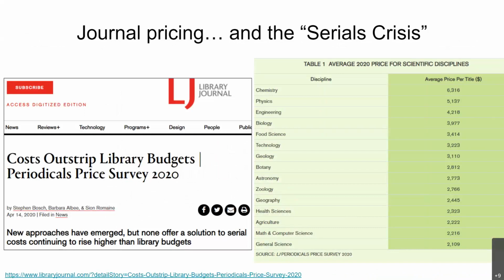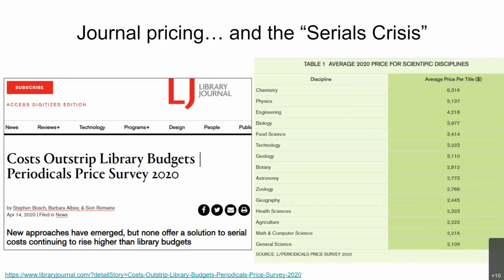So I mentioned a little bit about the journal pricing. This has been a long-standing problem. It even has a term that librarians use called the serials crisis, and it has been developing for many years. Library Journal is one of our technical trade journals in the librarian profession. They do this periodical price survey every year. This was the headline from last year: costs outstrip library budgets. It's actually not news because this has been happening a long time.